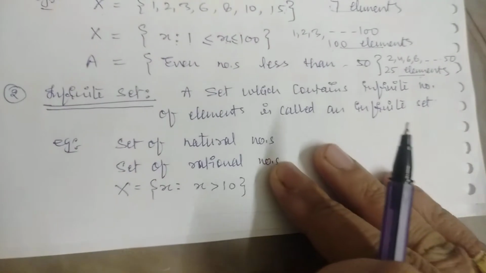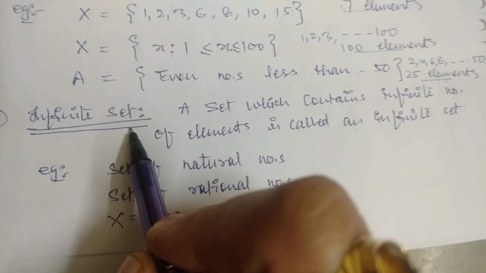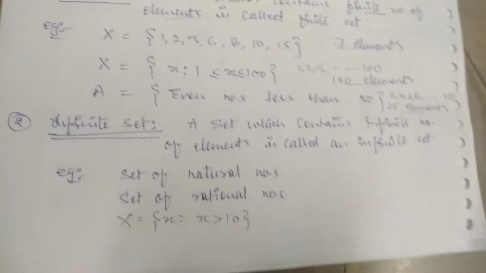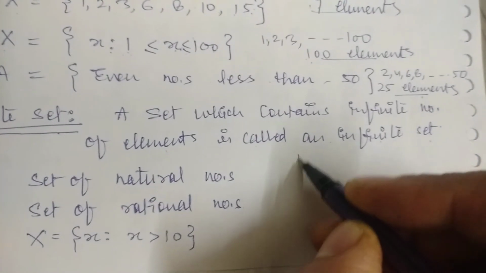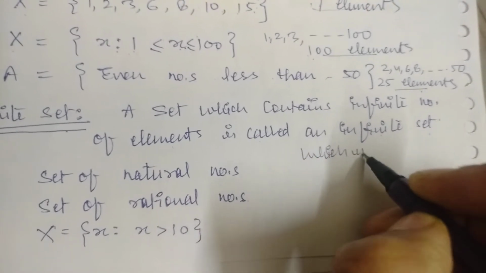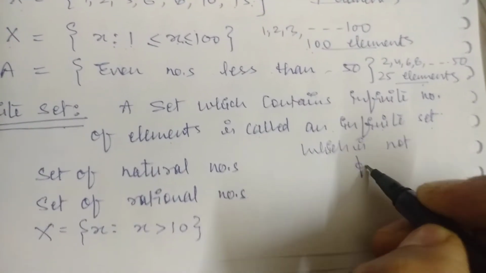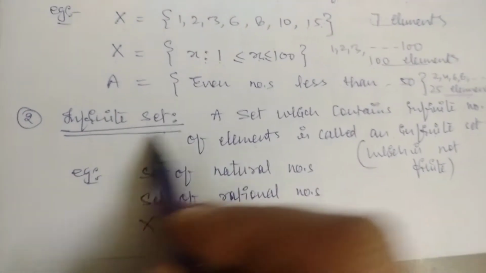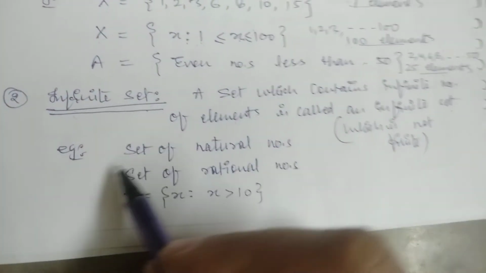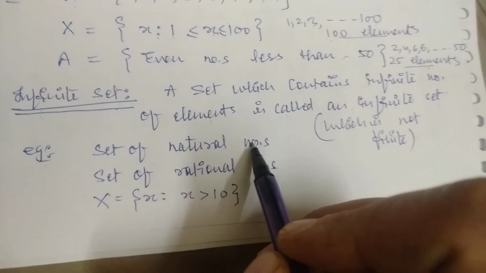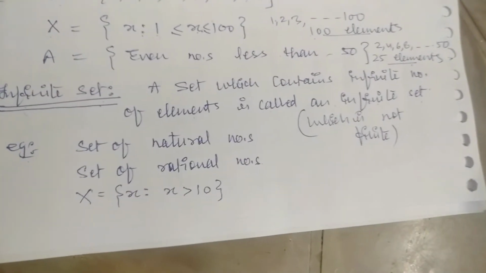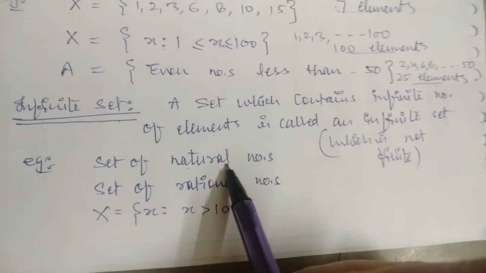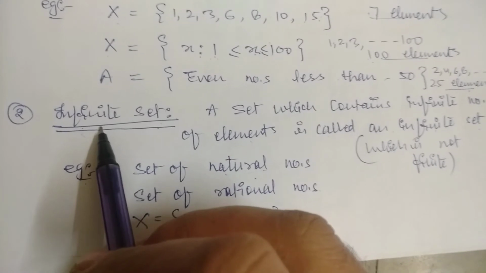After that we have another set called the infinite set. A set which contains an infinite number of elements is called an infinite set, or we can say a set which is not finite is called an infinite set. Okay. An example is the set of natural numbers: 1, 2, 3, 4, 5 and so on up to infinity. We cannot count the natural numbers, therefore the set of natural numbers is an infinite set.